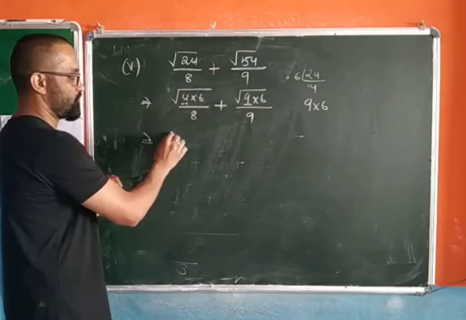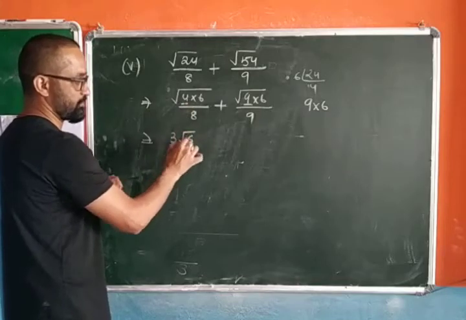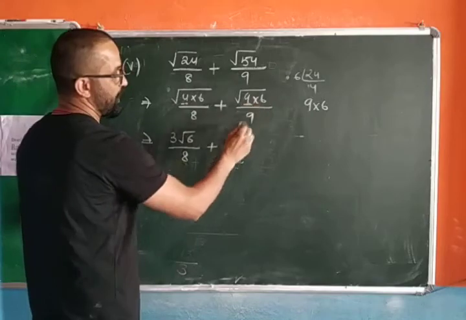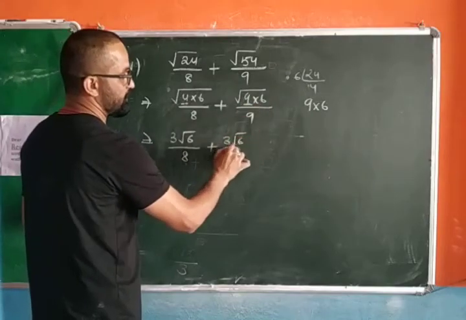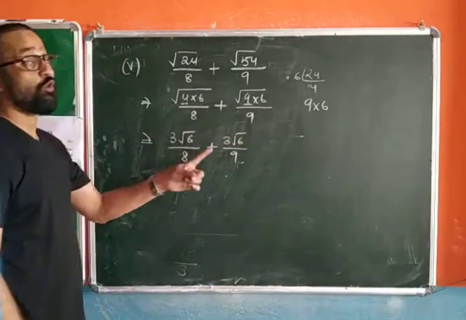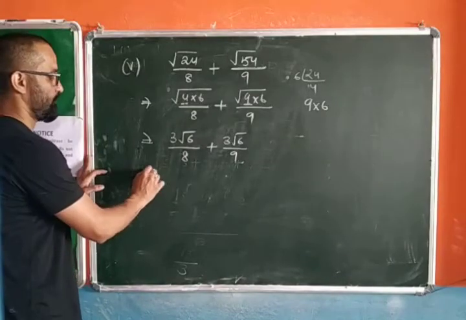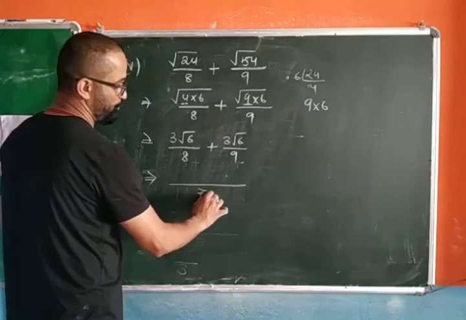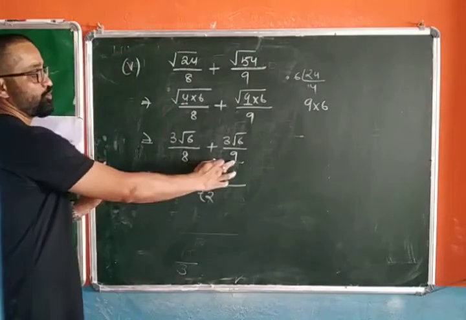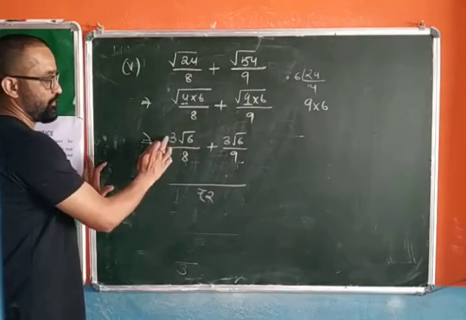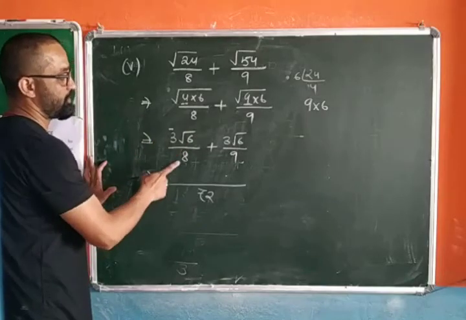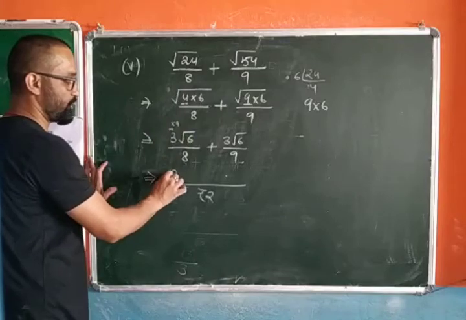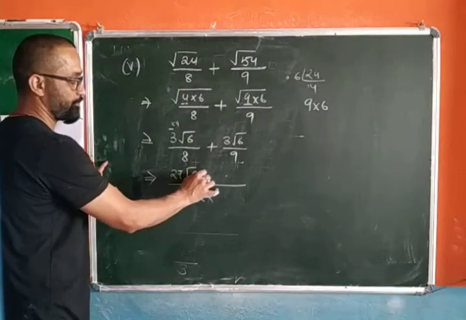Square root of 4 is 2, so 2 root 6 by 8, plus square root of 9 is 3, so 3 root 6 divided by 9. You have to take the LCM now. You cannot directly add it up. So the LCM is 72. 9 into 8 is 72. These numbers now multiply. 8, how many times 72? 9 times. 9 into 2 is 18 root 6.